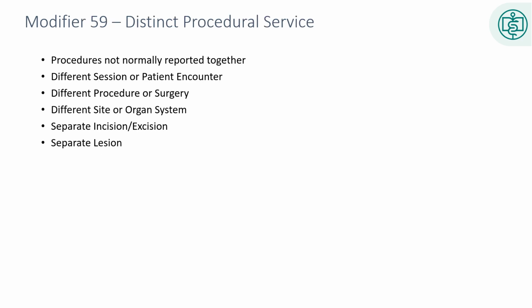Modifier 59 is used to indicate that a service or procedure was distinct or separate from other services performed on the same day. It is typically used to identify procedures that are not normally performed together but are necessary for the treatment of the patient's condition.